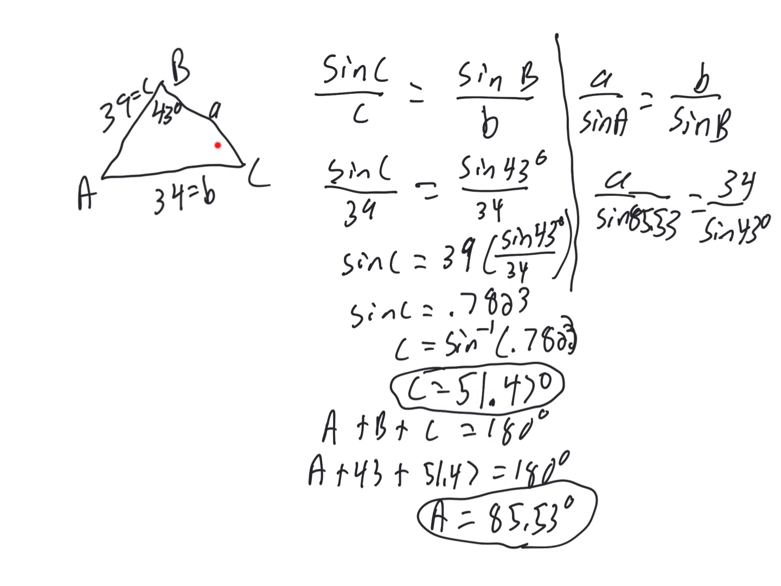Well, we know the sum of the three angles is 180, so we can put in capital B and C and subtract those from 180. We get capital A, 85.53.